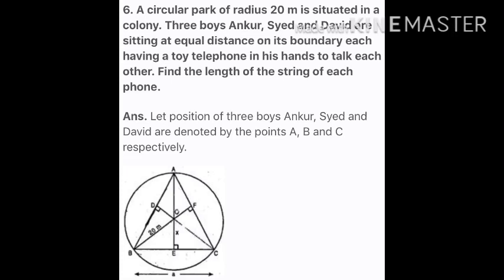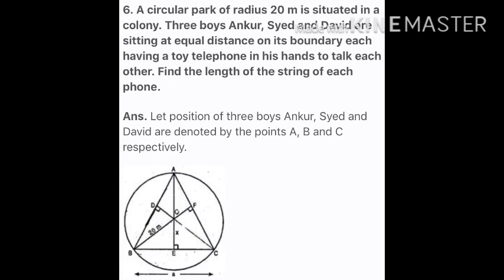Now the question number 6. A circular park of radius 20 meter is situated in a colony. Three boys, Ankur, Syed and David, are sitting at an equal distance on its boundary, each having a toy phone in his hands to talk to each other. Find the length of the string of each phone. First, draw the circle and mark the dimensions.